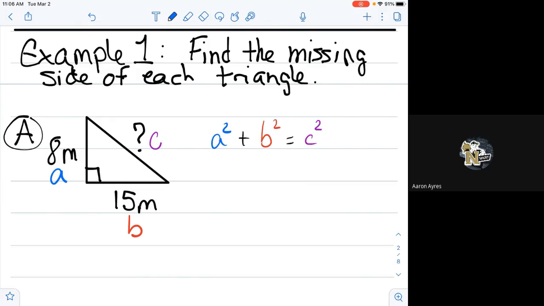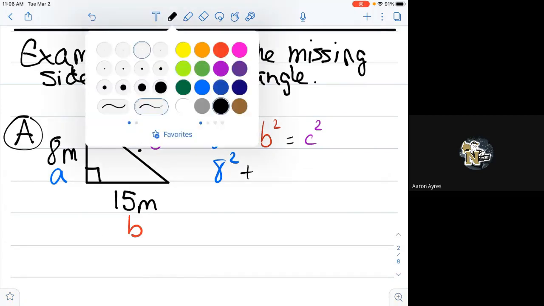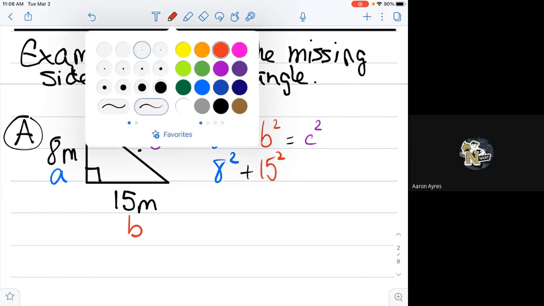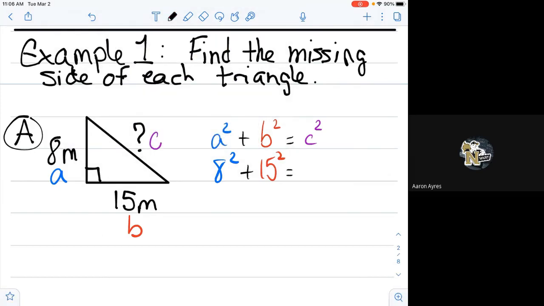Replace A and B with the given numbers. So what is the value of A? 8. So this becomes 8 squared. And then what is the value of B, class? 15 squared. And we are trying to find C squared, correct? Okay, all right, so far so good.